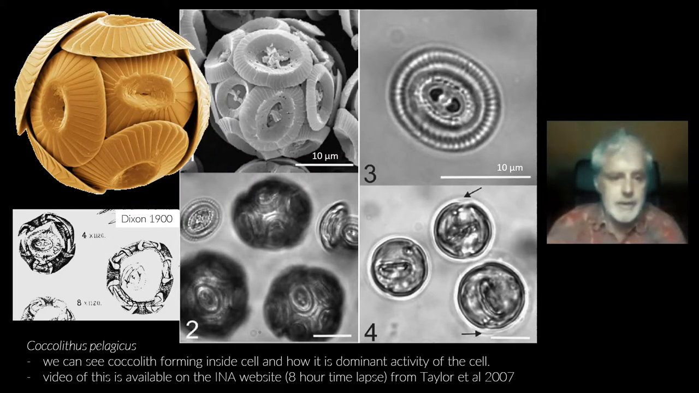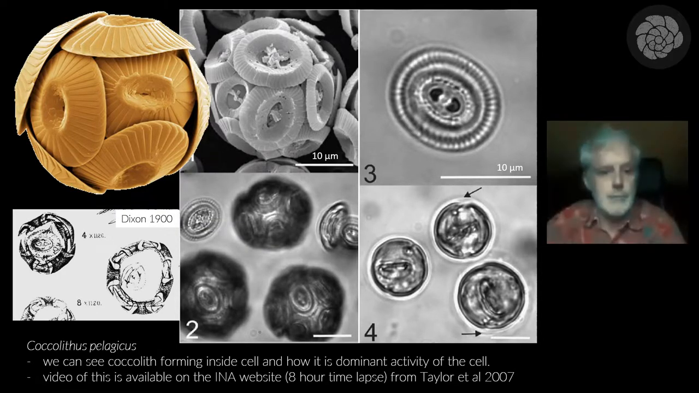Interestingly enough, it was also the very first species on which anyone ever studied how coccoliths form. Dixon, in 1900, looking in a light microscope at Coccolithus pelagicus cells, saw coccoliths forming inside the cell. He deduced that the coccoliths formed inside the cell and then were shoved out to form the composite coccosphere, which is indeed what happens.